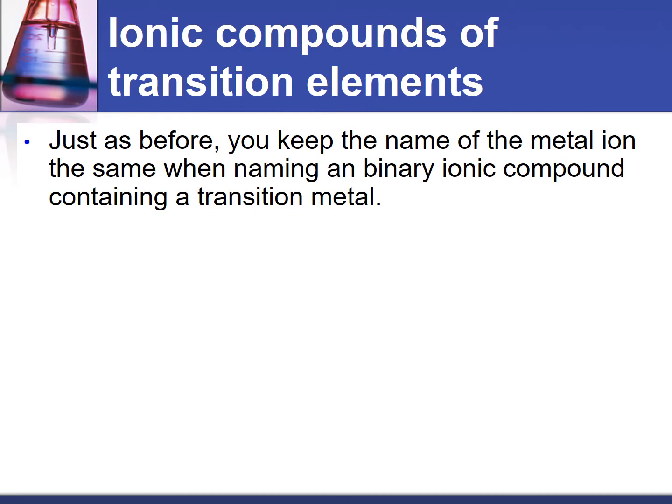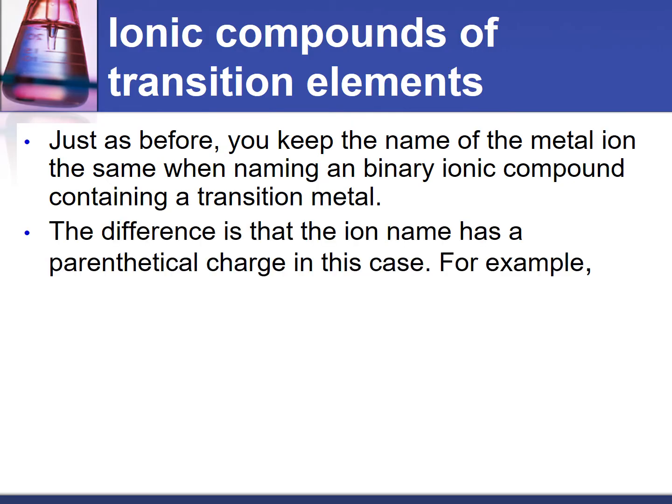Just as in our last lesson where we were naming simple binary ionic compounds involving things like the alkali and alkaline earth metals, you keep the name of the metal the same. The thing is that when a transition metal ion is involved, its name also indicates its charge in Roman numerals in parentheses attached to the name. There is no space between the name and the parentheses. It becomes part of the name.